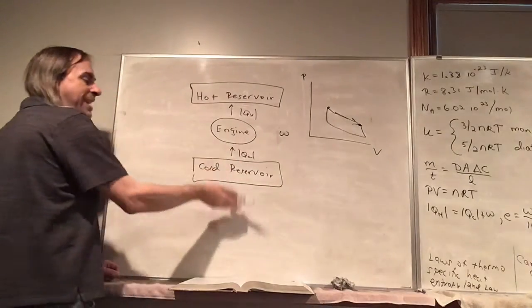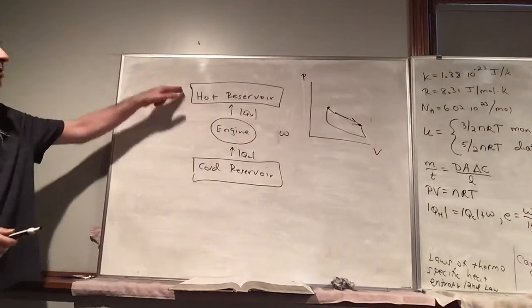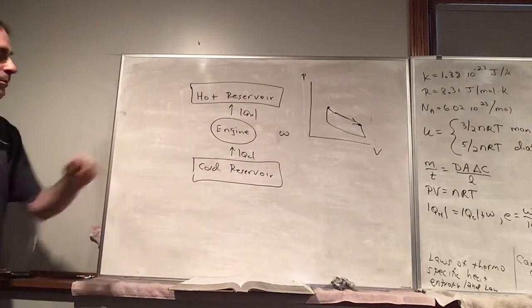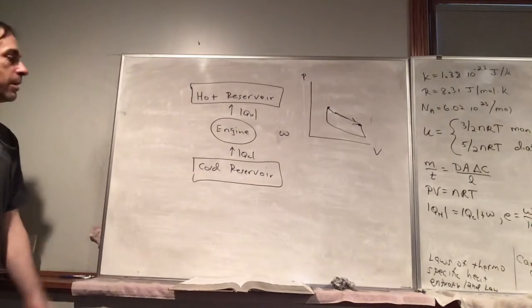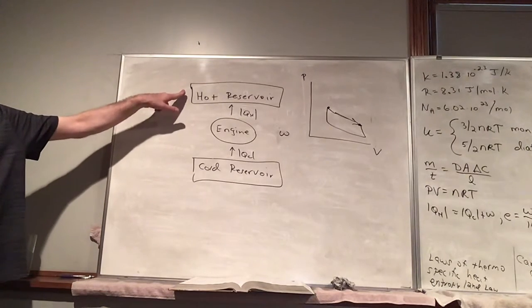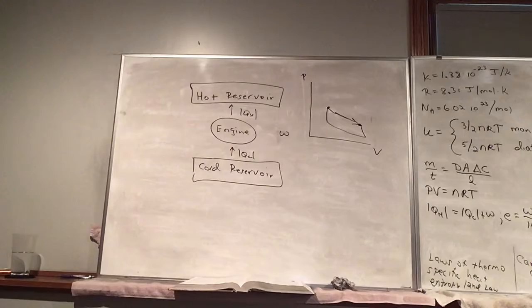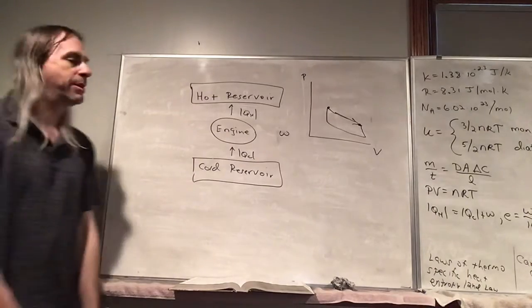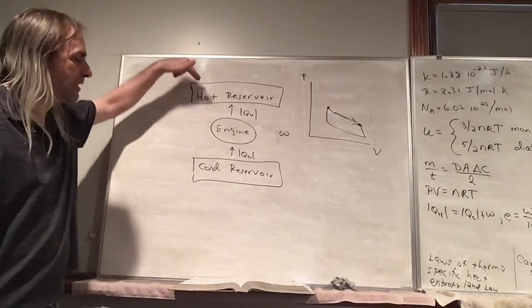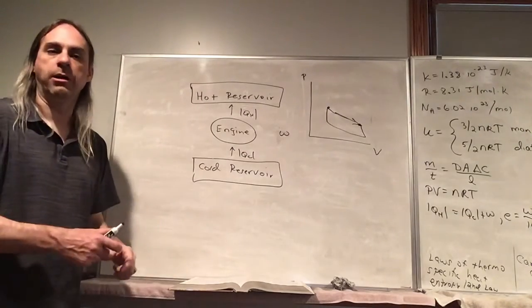So again, we take energy out of a cold reservoir and dump it into a hot reservoir. In a refrigerator, the cold reservoir is the interior of the refrigerator, and the hot reservoir would just be the room that the refrigerator is in. And the room is typically warmer than the refrigerator itself. So heat wants to flow into your refrigerator.